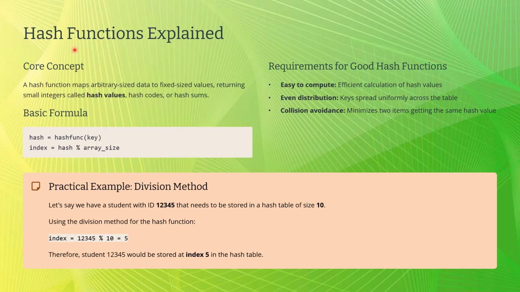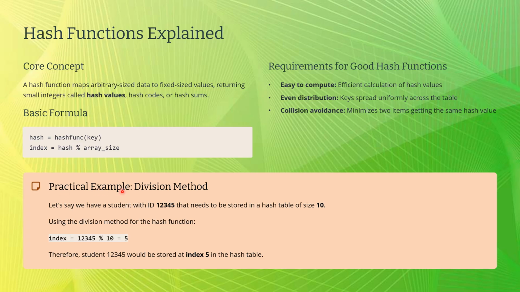The core concept of hash function. It maps arbitrary sized data to a fixed sized values, returning small integers called hash values, hash codes, or hash sums. This is the basic formula for calculating hash functions. Hash equal to hash function of key, index equal to hash modulus division array size.